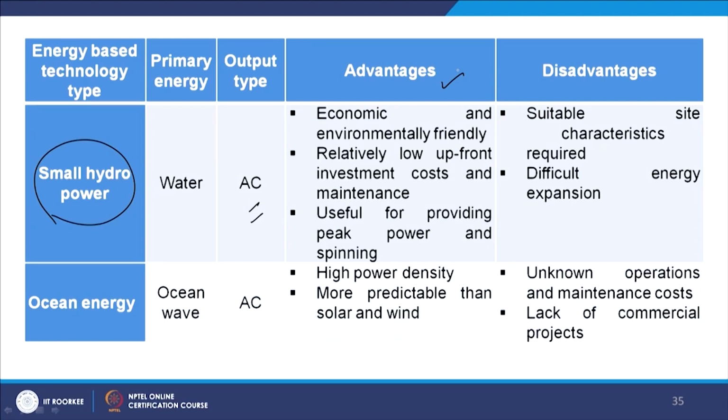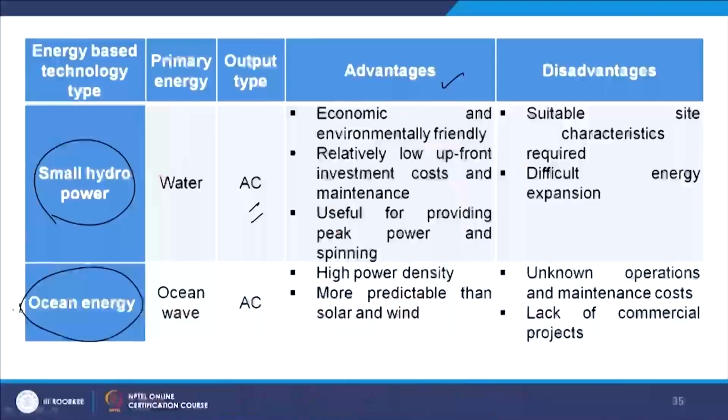But the disadvantages are that suitable site characteristics are required, and energy expansion is difficult. In the case of ocean energy, though it is not very common, it is an upcoming technology where the input primary energy will be ocean waves and the output will be of AC type. High power density is one of the major merits, and it is more predictable than solar and wind, but unfortunately it has unknown operation and maintenance cost and majorly a lack of commercial projects.